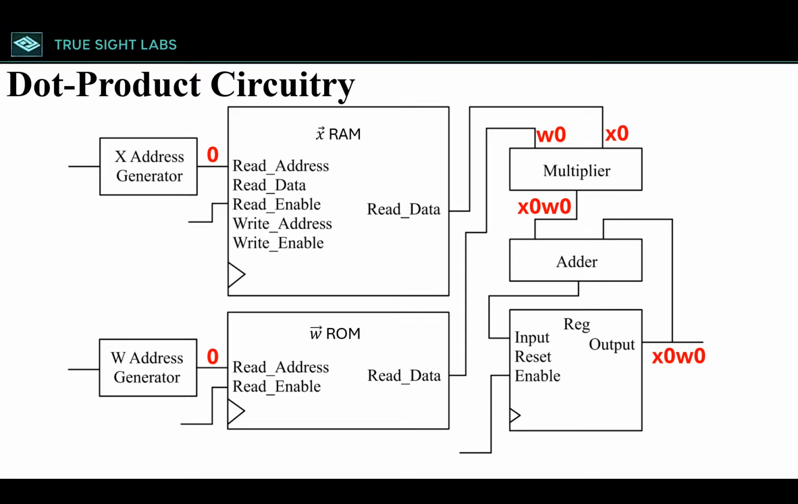After that, we repeat the exact same 3 steps for the next pair of values. We pulse P1 to move to the next address. We pulse P2 to read the next X and W values, and we pulse P3 to store the updated running total. After we repeat this for every element in the vectors, the accumulator register holds the full dot product.